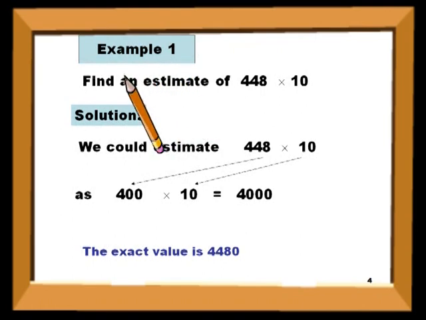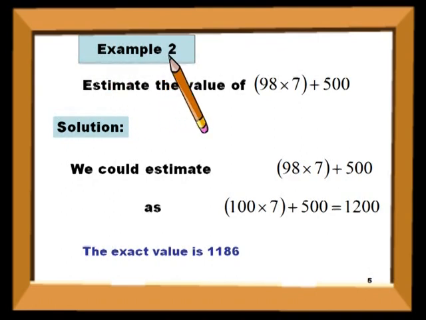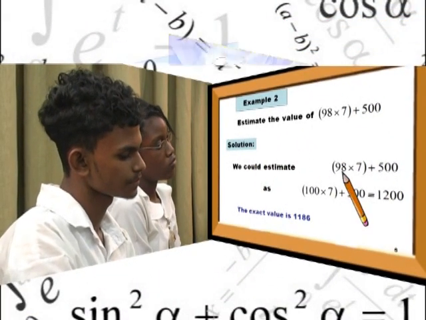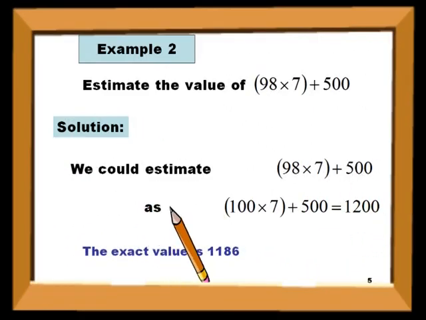Example 1. Find an estimate of 448 multiplied by 10. Solution. We could estimate 448 by 10 as 400 by 10 equals 4,000. The exact value is 4,480. Example 2. Estimate the value of 98 multiplied by 7 plus 500. Solution. We could estimate 98 multiplied by 7 plus 500 as 100 by 7 plus 500. That is equal to 1200. The exact value is 1186.